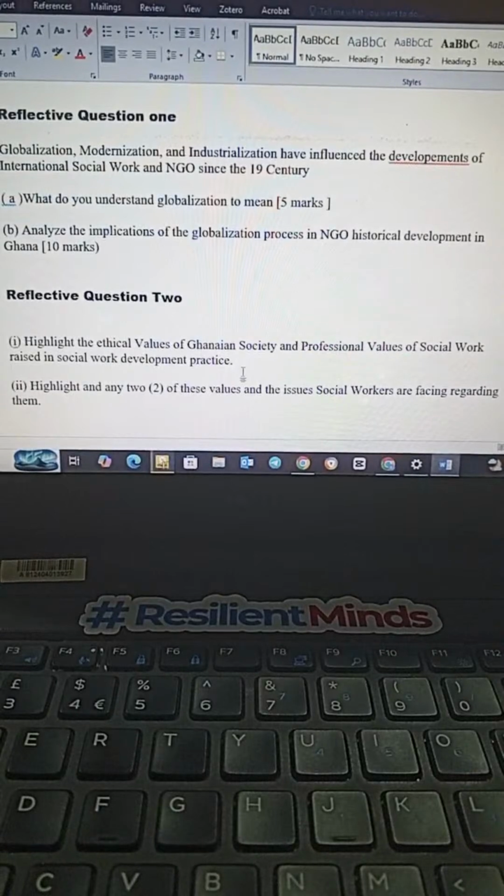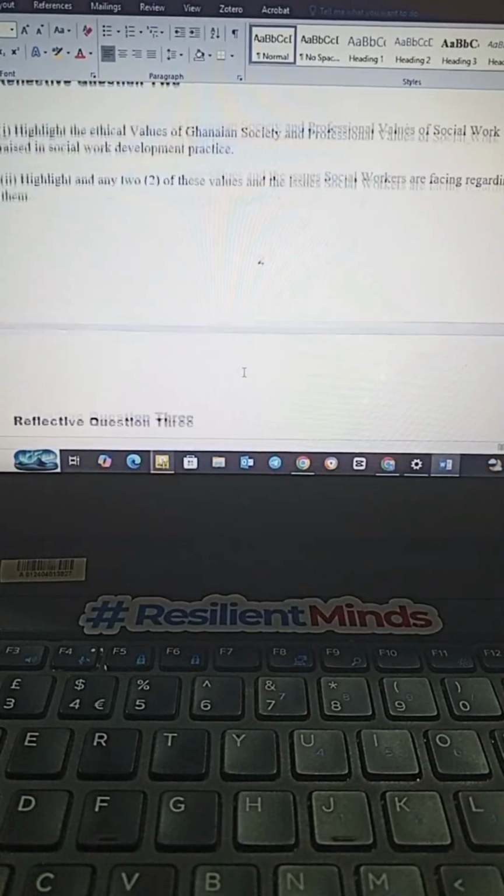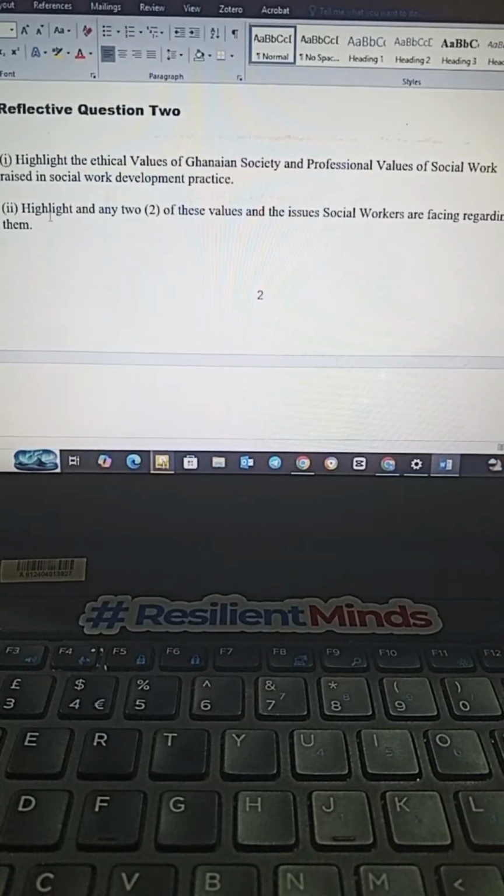So these are 3 values. Now, that's for question number 1. Now, if you list the values, you come to the II, that is the B. It says highlight any 2 of these values and the issues social workers are facing regarding them. Now, here we raise the 3 values: respect for diversity, self-determination, individual worth and dignity. Now here we are selecting 2 out of the 3. Maybe any 2 of your choice. If you want to go for self-determination and respect for diversity, that is fine. But any 2 of your choice.